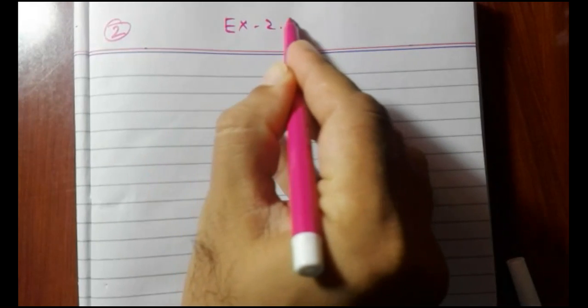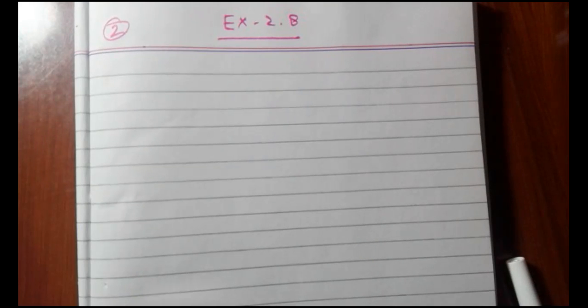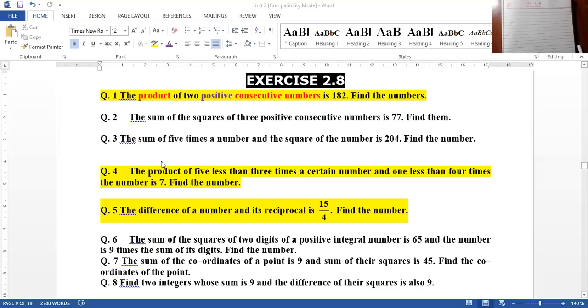The point I'm telling you is that reading the statement is very important. So I read the question statement once again with you, then I will start writing on the page: the sum of squares of three positive consecutive numbers is written as 77. Let me underline the word which I want to explain to you, and I am showing you on the page.